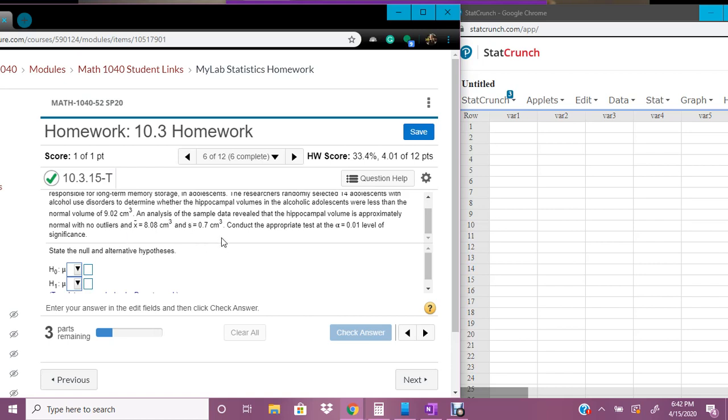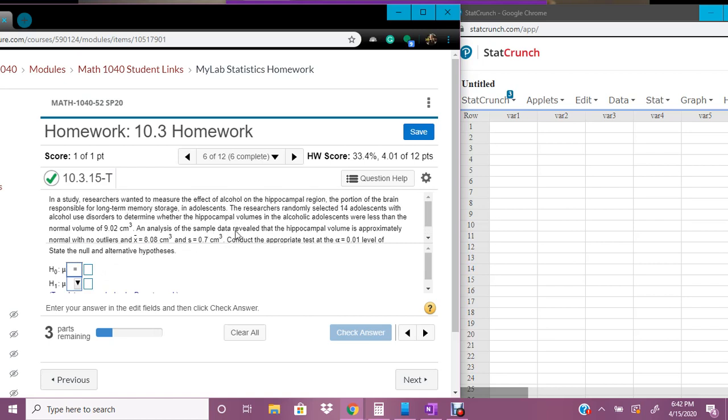So the first thing we're going to do is identify the null and alternative hypotheses. They already have the mean symbol filled in right there, and our null hypothesis is always going to be an equal sign.